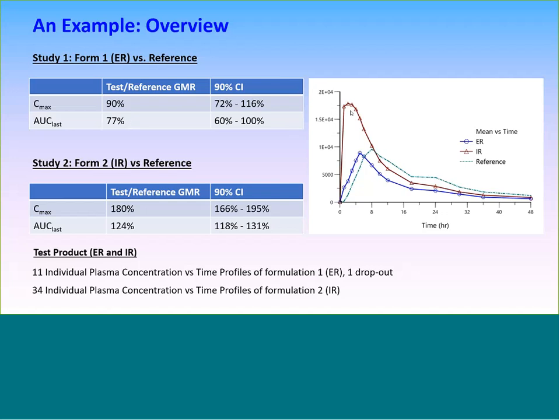However, the IR formulation shows a greater and faster in vivo absorption. Cmax is almost 2 times higher than the reference product. The total exposure improved around 25% compared to the reference product. And overall, we have 45 individual plasma concentration profiles, 11 with extended release pellets, and 34 with the IR pellets.